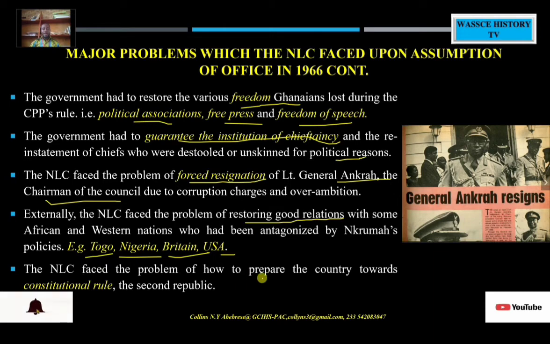Let's go to the next one. The NLC faced the problem of how to prepare the country towards constitutional rule. That was the Second Republic, because we have seen that the First Republic had been overthrown by the NLC. We have already indicated that the NLC was a caretaker government, which means that it was just to prepare the ground for the next election to take place. So there was a problem as to how to steer the country into constitutional rule, and that is the Second Republic. These and many more were some of the problems that the NLC came to inherit from the Nkrumah government, and they tried their best to solve some of them.